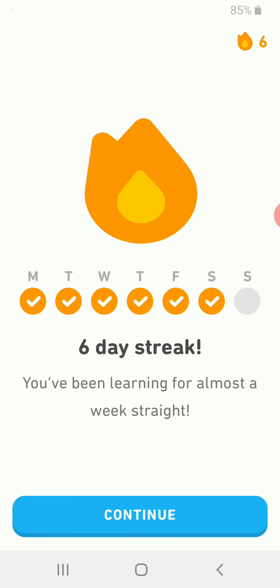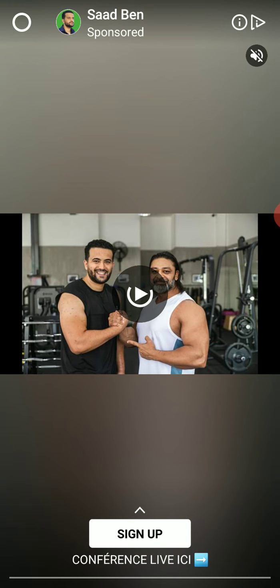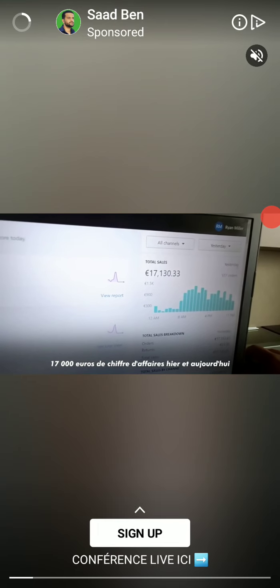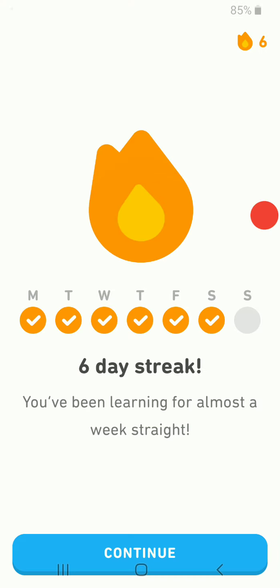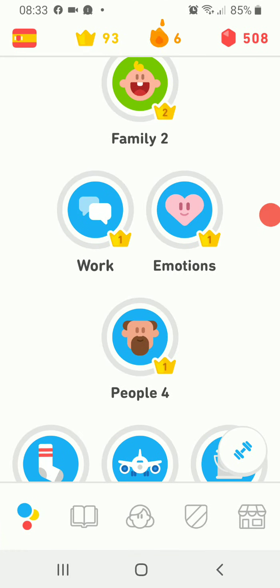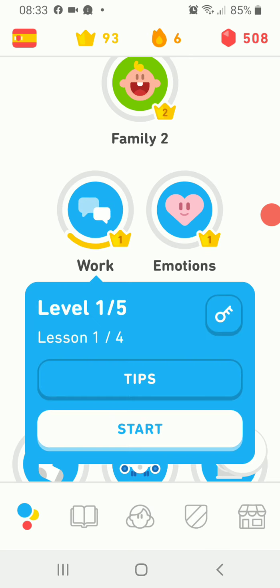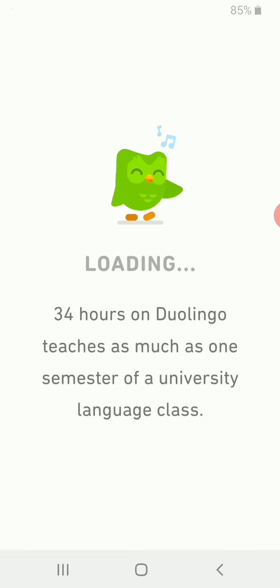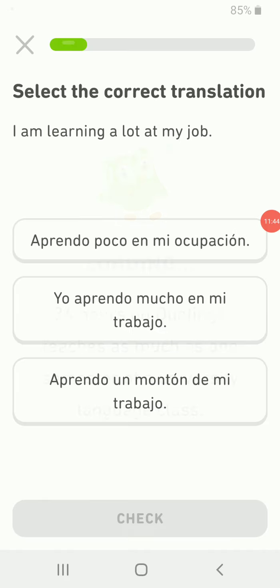And let's keep going. Here's my new streak. I'm on a 6-day streak now. And this is an ad that I will quickly close because I don't have the purchase version. So let's do some more exercises here, and we'll still talk about work. We have plenty of time. I think we will do at least four rounds of exercises.